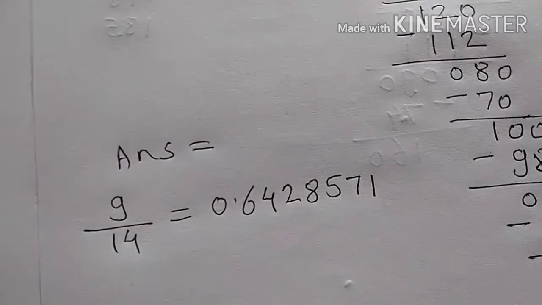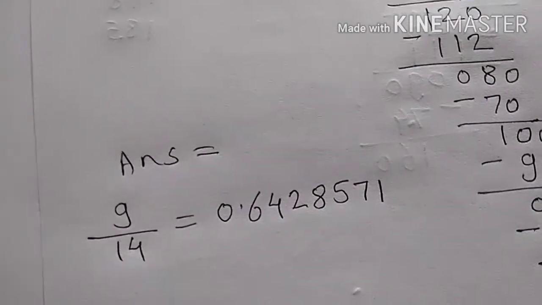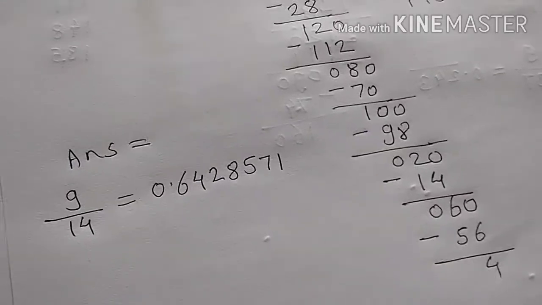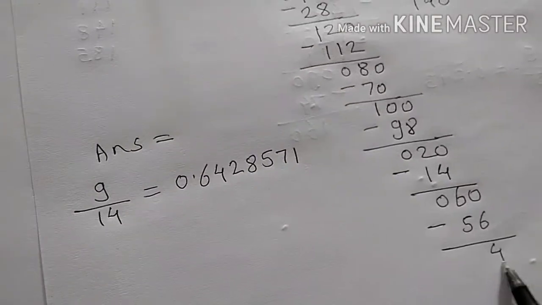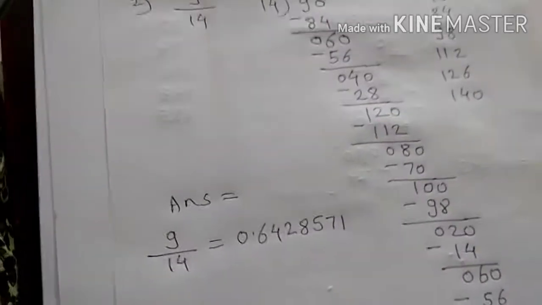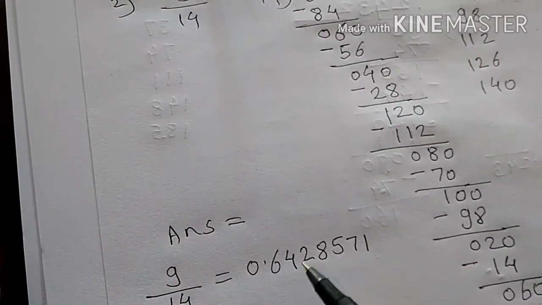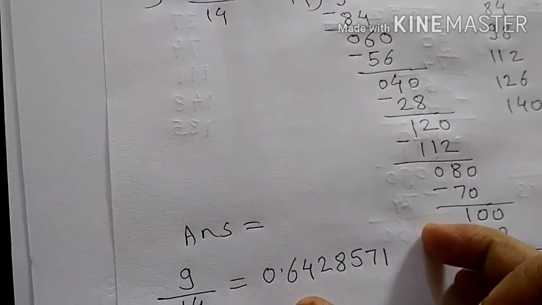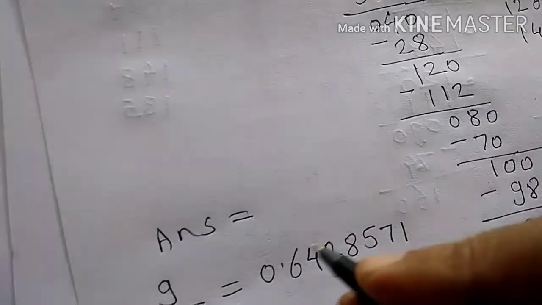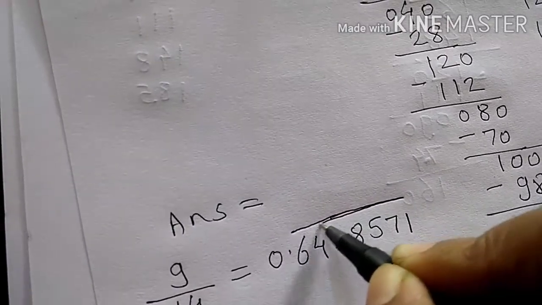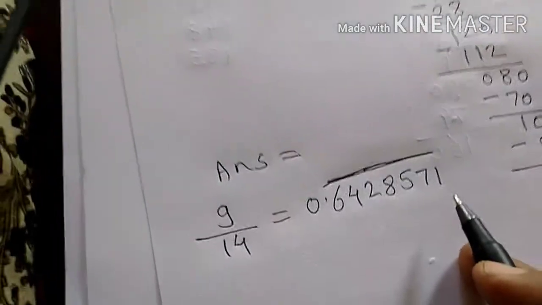The decimal form of the rational number 9 upon 14 is 0.6428571, and it is a non-terminating recurring number. Here you see the remainder is 4, and the division can be continued again. This group of numbers, 6428571, comes again and again. So here I give one bar on that group of numbers. It indicates that this group of numbers comes again and again.